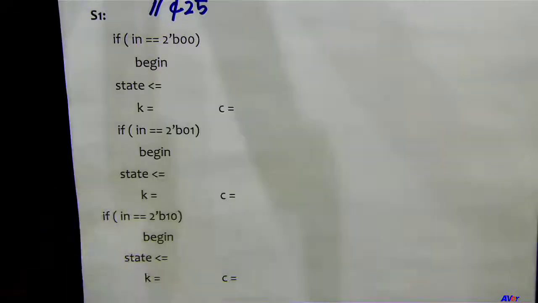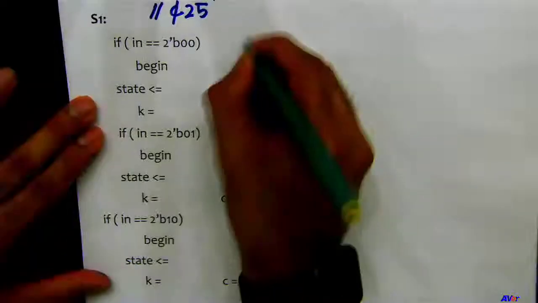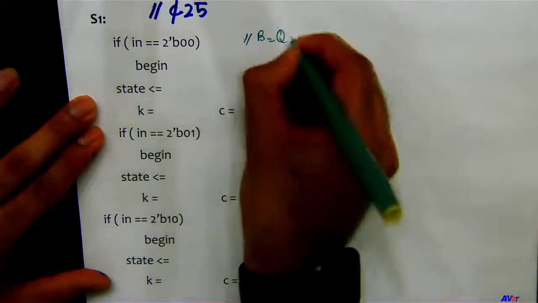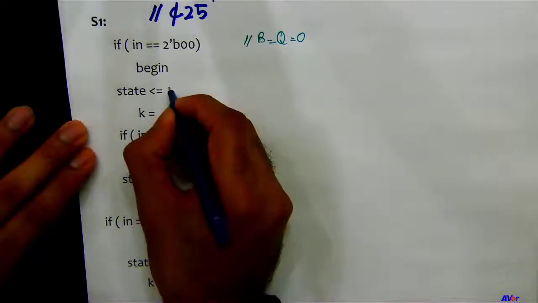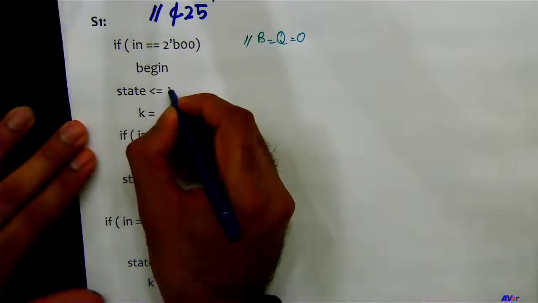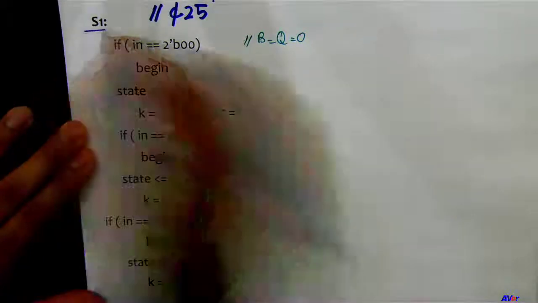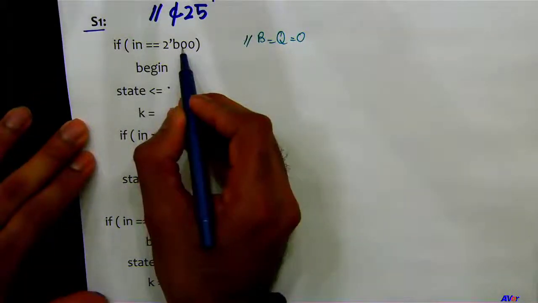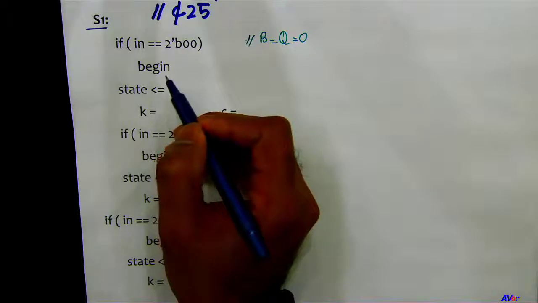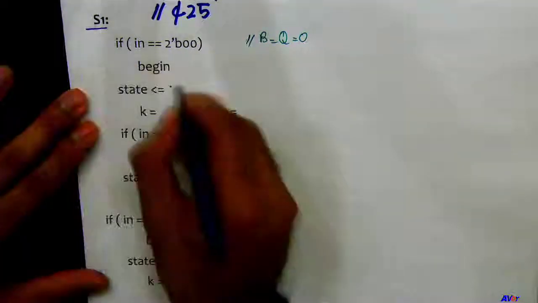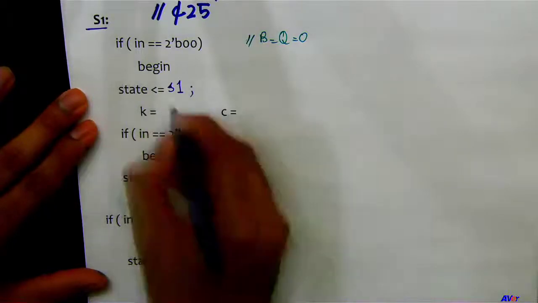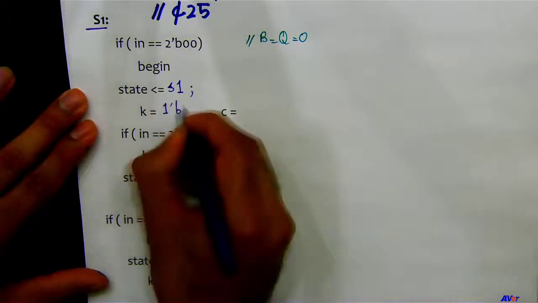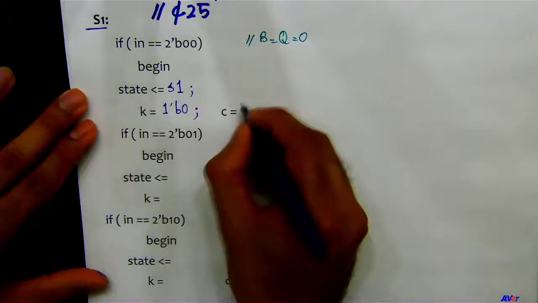Okay, so if the in is 0, 0, this means bill and quarter both are 0. So the state gets what? Come on, guys. The current state is S1. Nothing is entered. So the state is supposed to stay there. And so it is going to be S1, correct? What is going to be the output here? 0. And C is going to be 0 as well.